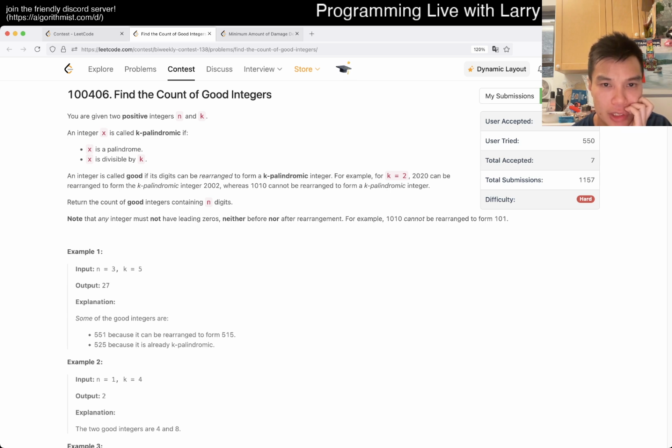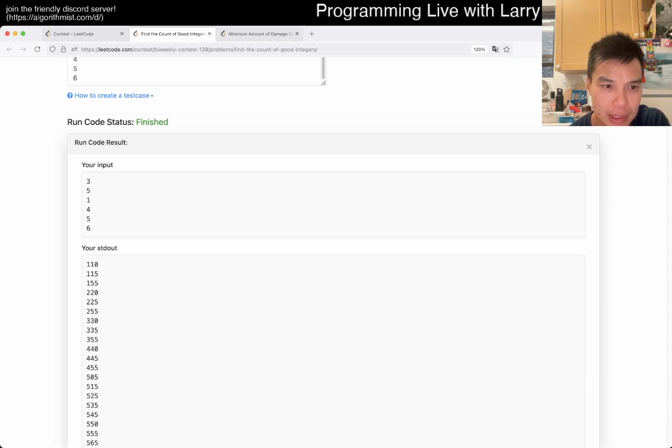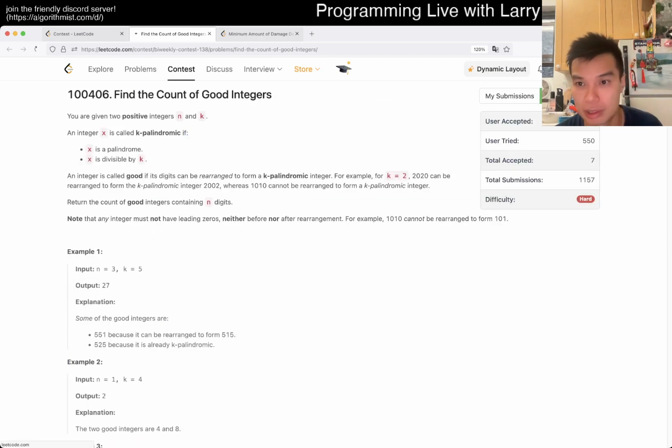An integer is good if its digits can be arranged into a k-palindrome. Okay, so after arrangement, it has to be able to be. Okay, I misread this one. After rearranging, you're supposed to be modded, not before arranging. I see. So that means that this is not good. Okay, I misread this one altogether.